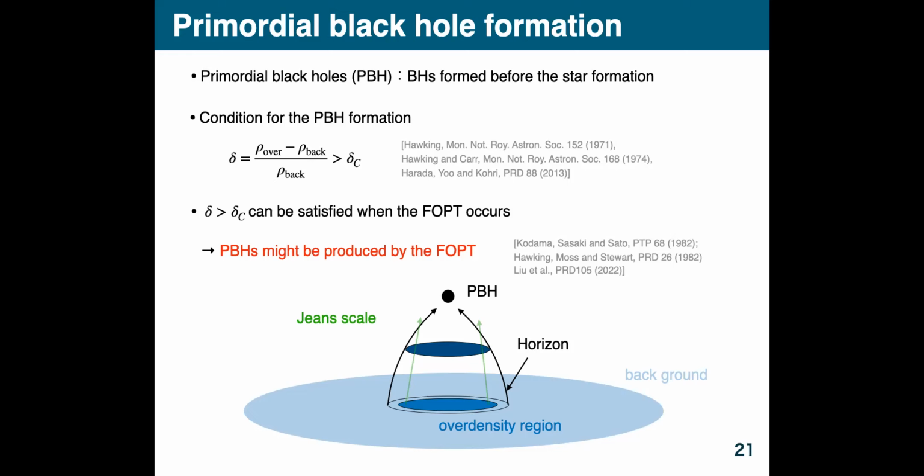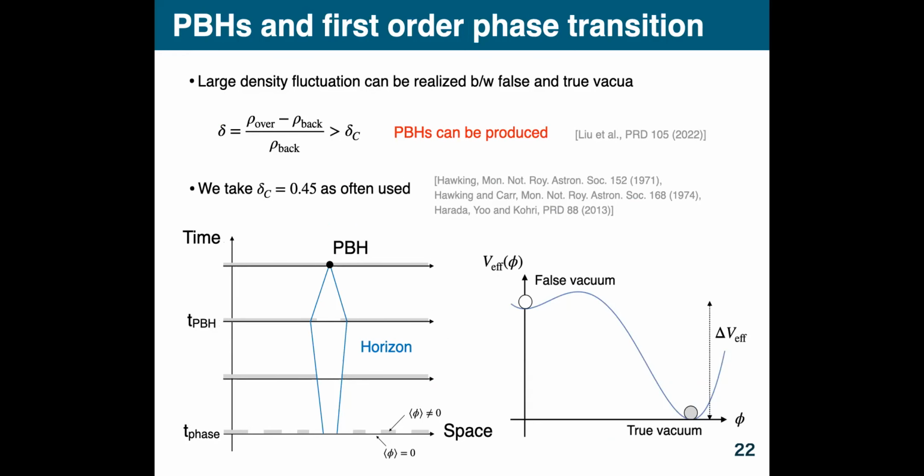So next, I'd like to explain how to produce PBHs by using the first order phase transition. And here we focus on this mechanism. This figure shows a time evolution of our universe. At a certain time, the phase transition has already occurred in the gray region. On the other hand, in this white region, the phase transition has not occurred.